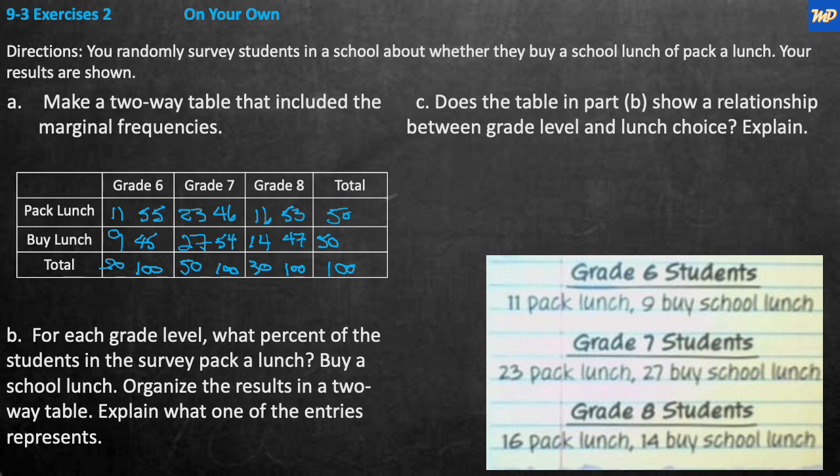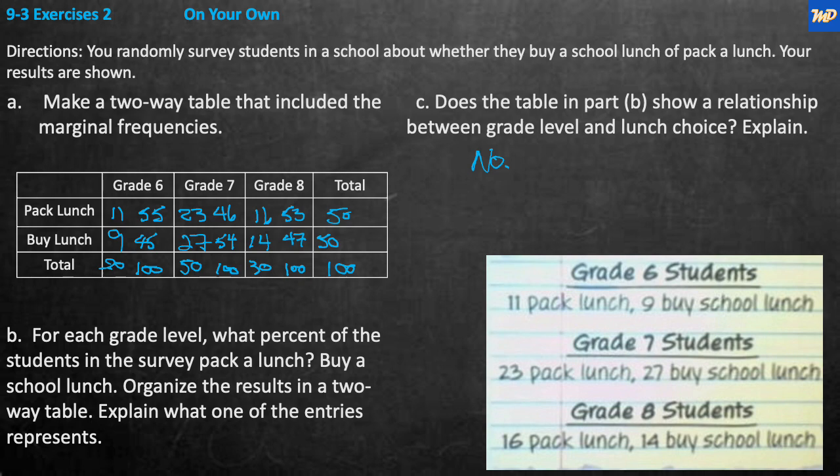So for C, does the table in part B show a relationship to grade level and lunch choice? Well, if we look at it, I'm going to say no. And why do I say no? It's because if you look across, sixth graders, about half of them buy lunch. Seventh graders, about half of them buy lunch, a little less than half. Sixth graders, a little more than half. And eighth graders, a little more than half. Or a little less than half, not buy lunch, pack a lunch.